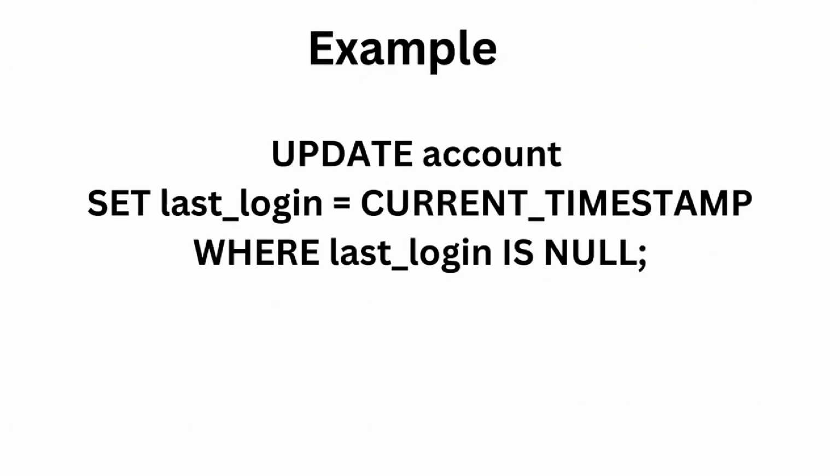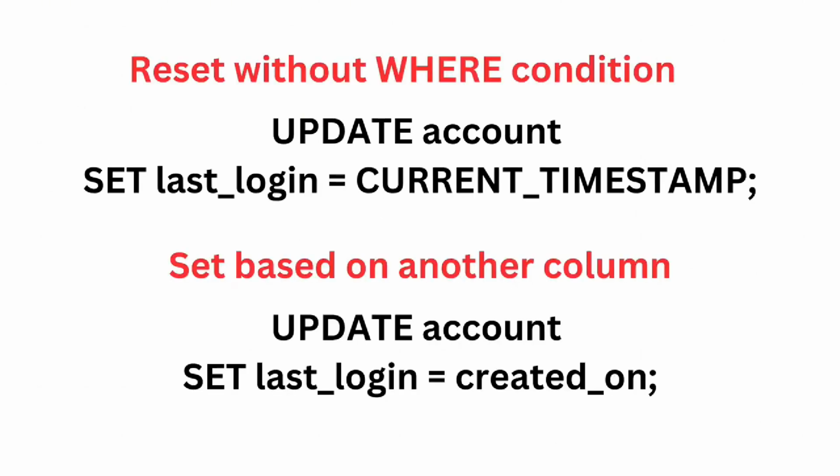We can use that account table we created earlier to say something like update the account table and then set last_login column equal to the current timestamp where the last_login is null, which basically says if there is a null value in the last_login, go ahead and update all those values to be the current timestamp. You can also reset everything without any where condition. So if I wanted to just overwrite and update all the last_login entries, I could just say update account, set last_login equal to current timestamp.